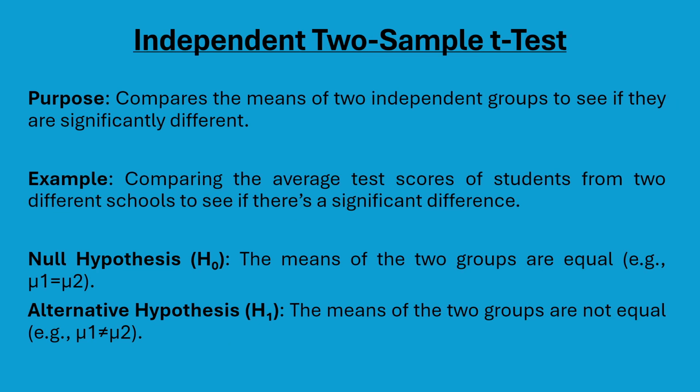The next one is the independent two sample t-test. It basically compares the means of two independent groups to see if they are significantly different. An example can be comparing the average test scores of students from two different schools to see if a significant difference exists. So the null hypothesis can be the means of the two groups are equal, that is mu1 is equal to mu2, and the alternative hypothesis can be the means of the two groups are not equal, that is mu1 is not equal to mu2.